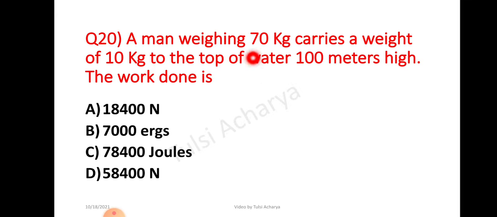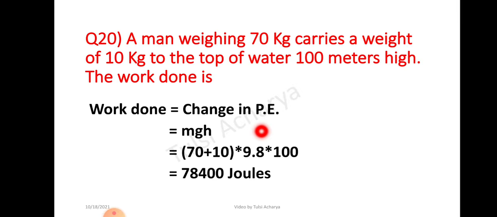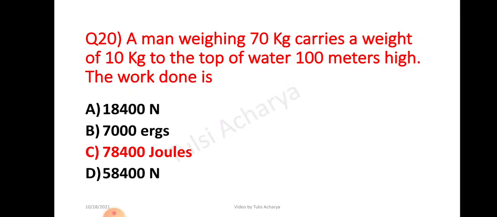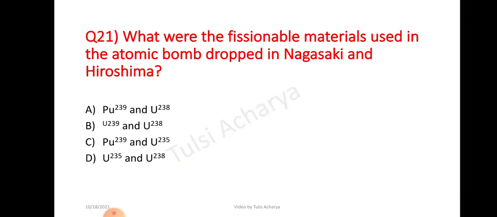A man weighing 70 kg carries a weight of 10 kg to the top of a tower. This is a tower 100 meters high. Then the work done is the change in potential energy, and potential energy is given by mgh. This 70 kg plus 10 kg is our m, 9.8 is g, and h is 100. By solving this we get 78,400 joule. That is option choice C. Now let's move to question number 21.